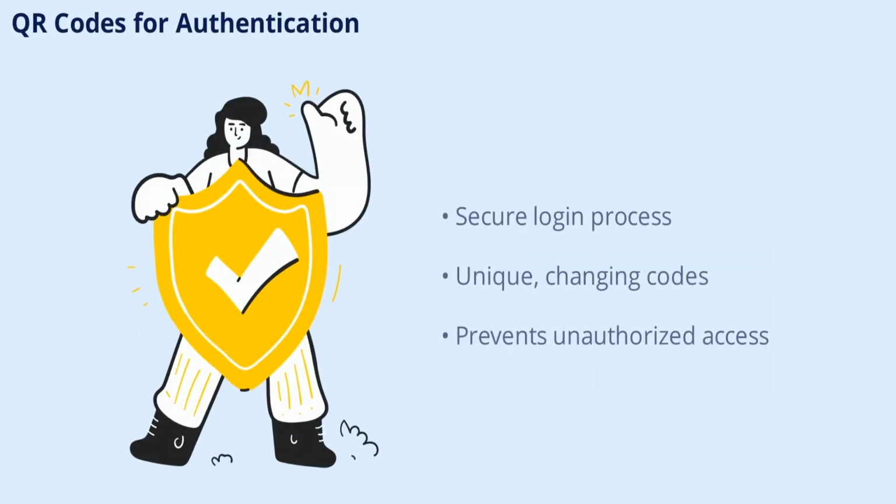QR codes are also used for secure authentication. For example, when logging into a website, you might scan a QR code with your phone to verify your identity. This adds an extra layer of security, as the code is unique and changes frequently. It's a simple yet effective way to protect sensitive information and prevent unauthorized access.